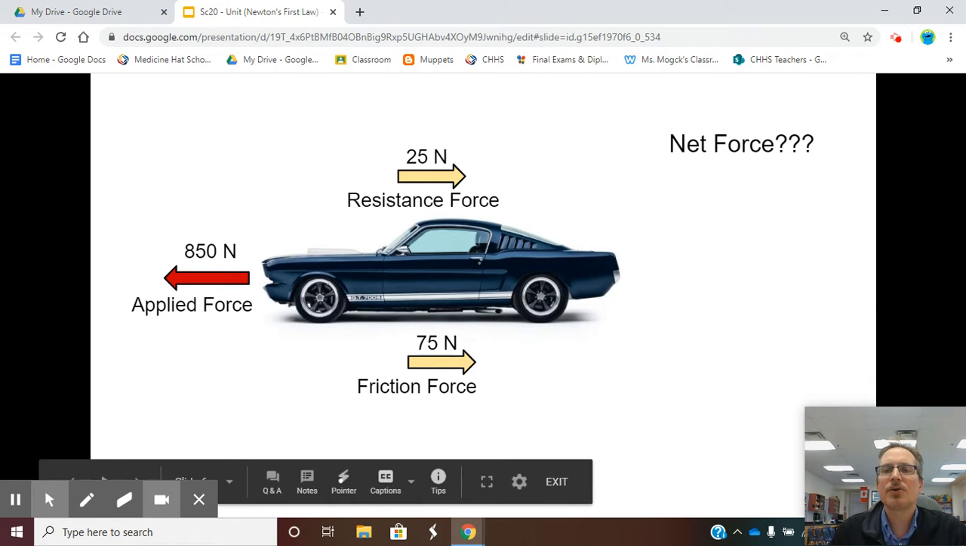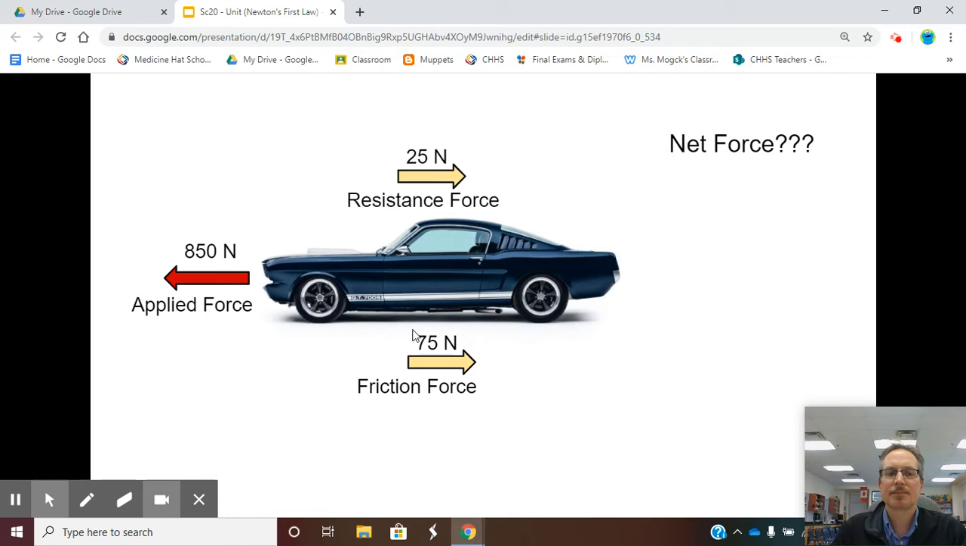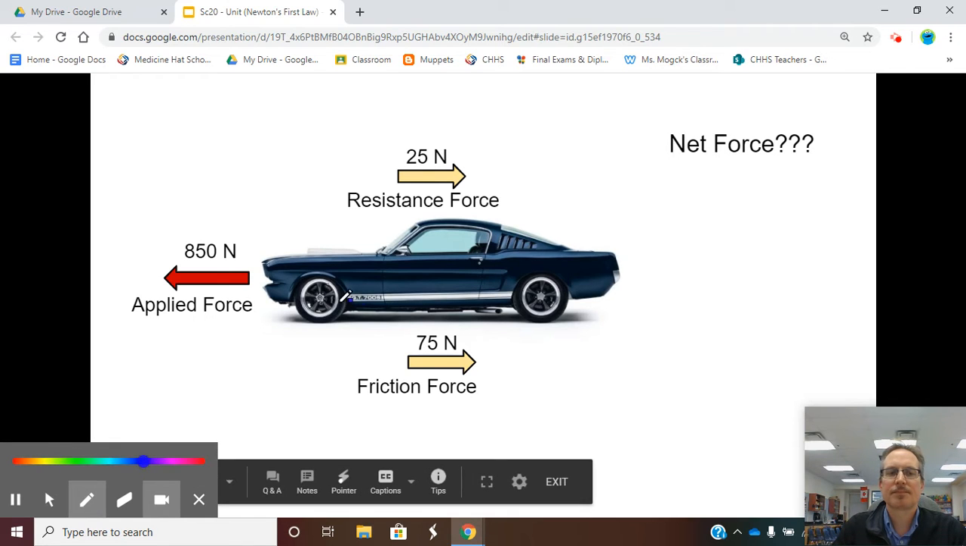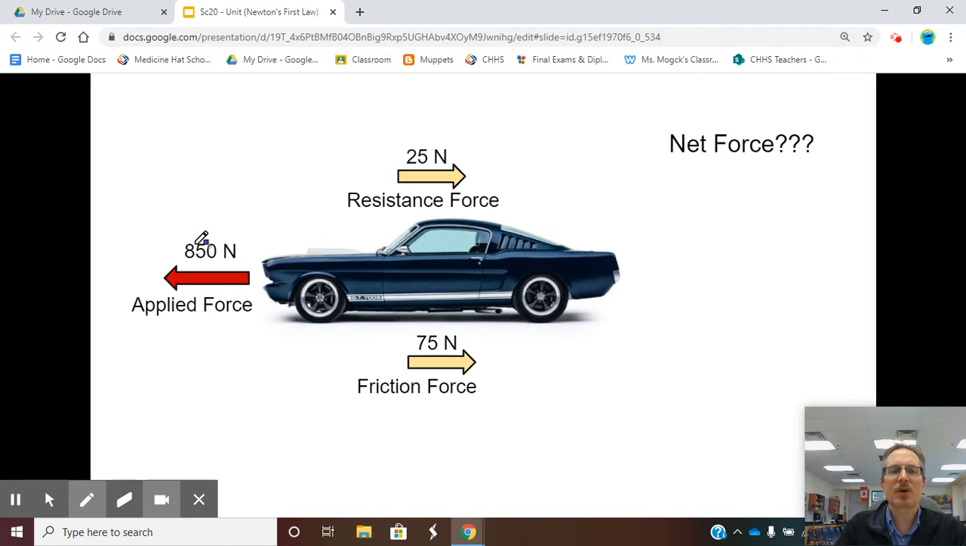Why don't you try this one and then check your answer? So my vehicle is driving forward, so I'm going to make this positive for forward. I have two forces that are resisting this. I've got a resistance force, and this is probably some sort of air resistance, so I'm going to make that negative in the opposite direction. And I also have a force of friction on the ground between the tires and the pavement, so I'm going to make that negative as well.